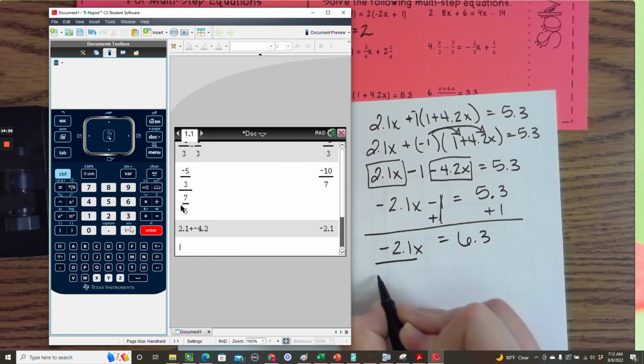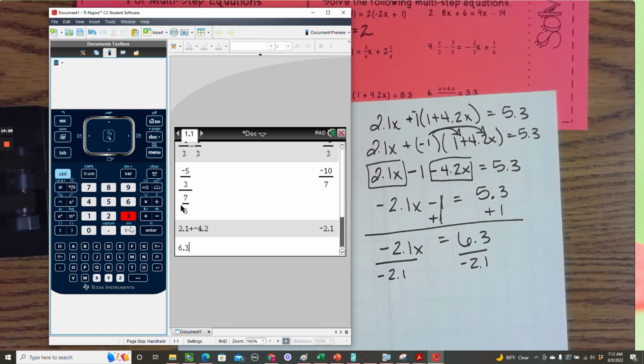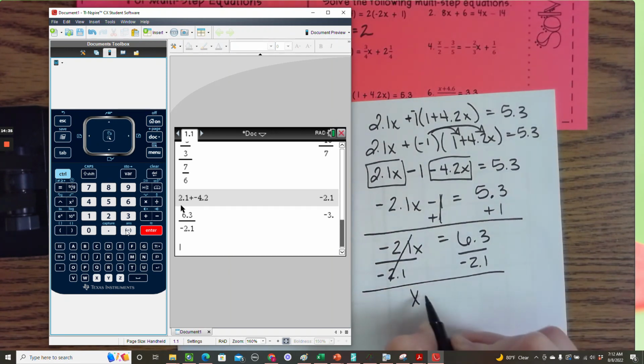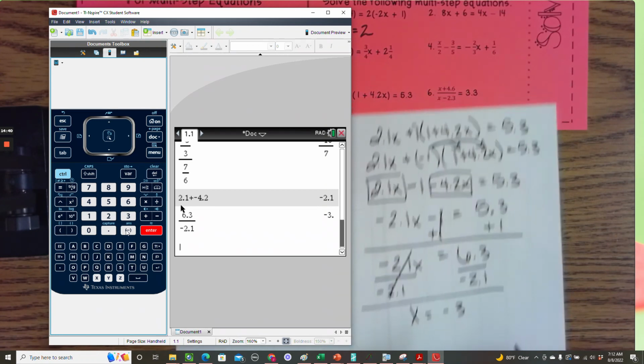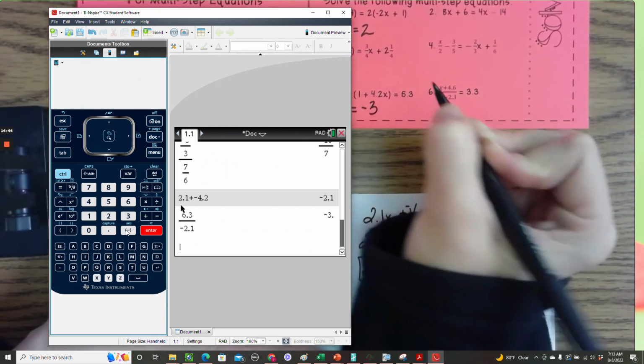And then I'm going to divide both sides by negative 2.1. So 6.3 divided by negative 2.1. x equals a negative 3.